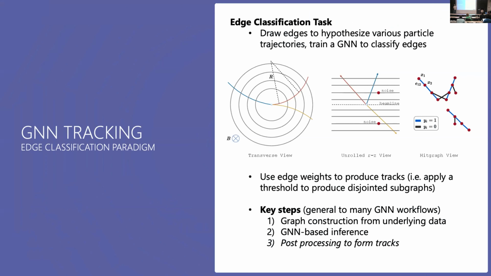I'm gonna piggyback off of some of the previous GNN and tracking talks and just summarize here. In the edge classification paradigm, the idea is you have your set of tracker hits and you embed them as a graph by hypothesizing a set of edges that you'd ideally like to correspond to particle trajectories.